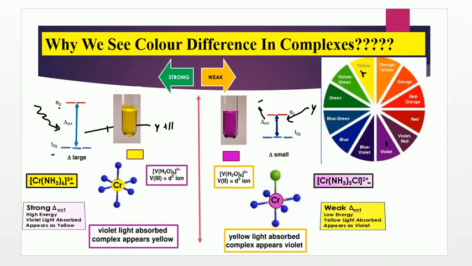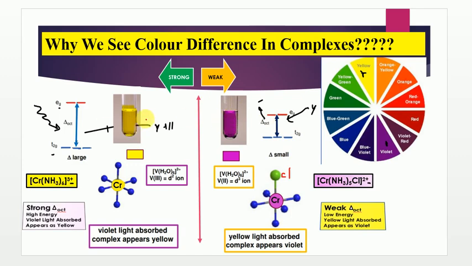Hello students, in today's class we are going to discuss the reason for the color of various coordination complexes. In the first case you can see a hexaamine chromium complex, and in the other one, one of the amine groups has been substituted, replaced with a chlorine. We can see that both complexes exhibit different colors.